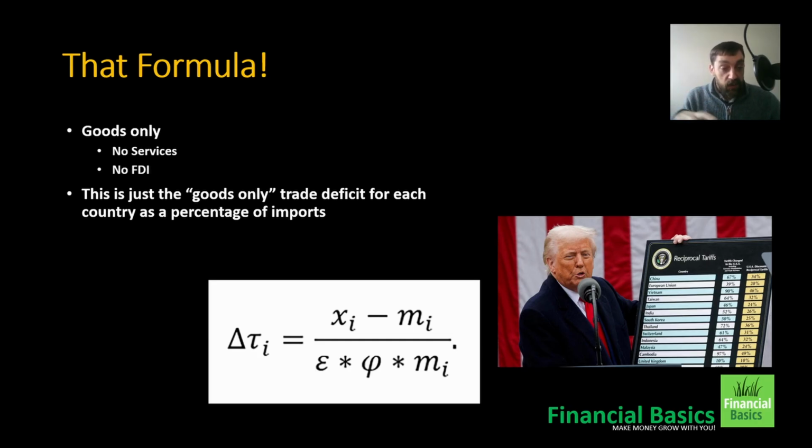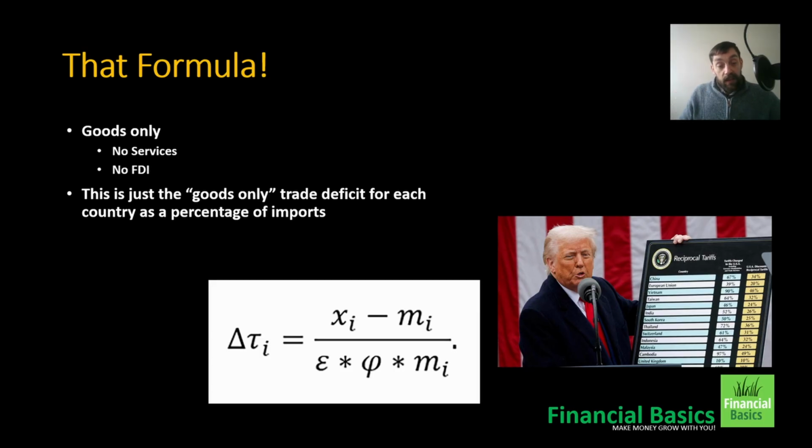So this is the formula that you've probably seen in the news. It's how they calculated how much other countries are unfairly trading with the United States. The only thing to note here is this formula, the way this was derived and calculated, did not include any services. So any services sold across to other countries were not included in these calculations. And there was also no foreign direct investment, so no FDI, included.